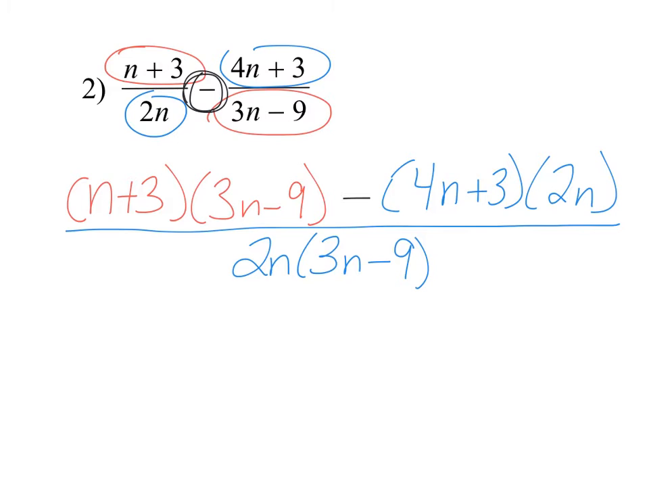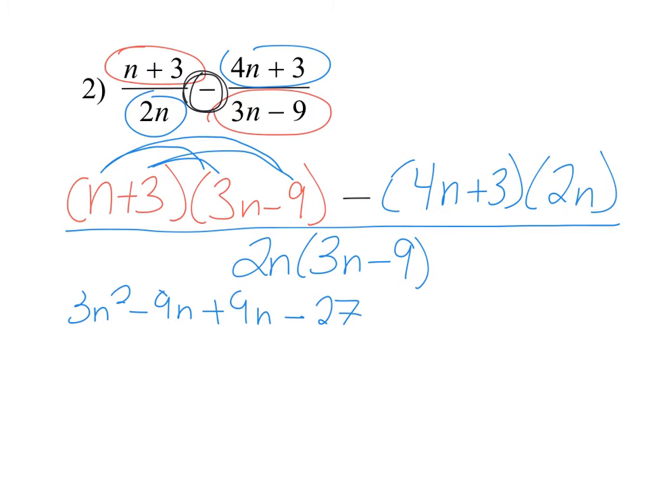So on the top here, the first guy is going to get FOILed, right, which is just that double distributing. So we'll have 3n squared minus 9n. And then we'll have 9n minus 27.